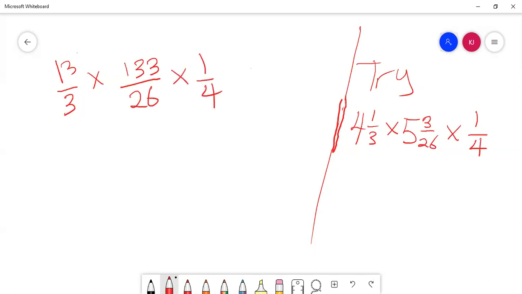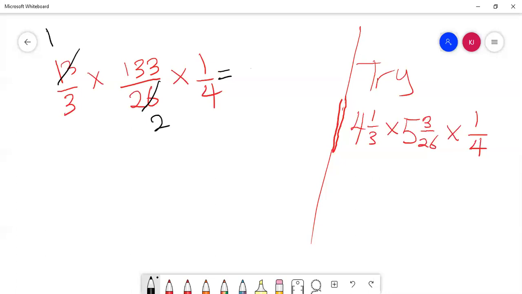1/4. Okay. So now we have to figure out what's going on here. I think 13 goes into 26 2 times. Yes. So 13 goes here one time. It goes into 26 2 times. 3 cannot go into 133, right? So I don't have any more numbers to reduce.